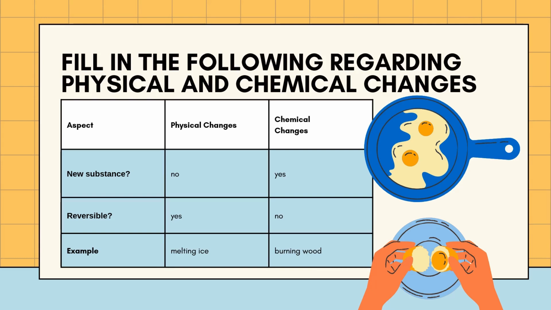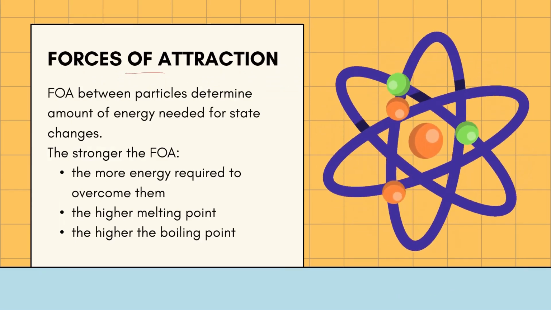If you answered for physical change, no new substance is formed, it is reversible, and example could be any. I just wrote melting of ice. You can write any example which you think is appropriate, or you can add it in the comment section below. Then for chemical changes, if you answered that yes, a new substance is formed, it is not reversible, and burning of wood, you are correct. Any example which involves something new formation, like formation of water from hydrogen and oxygen, will also be correct.